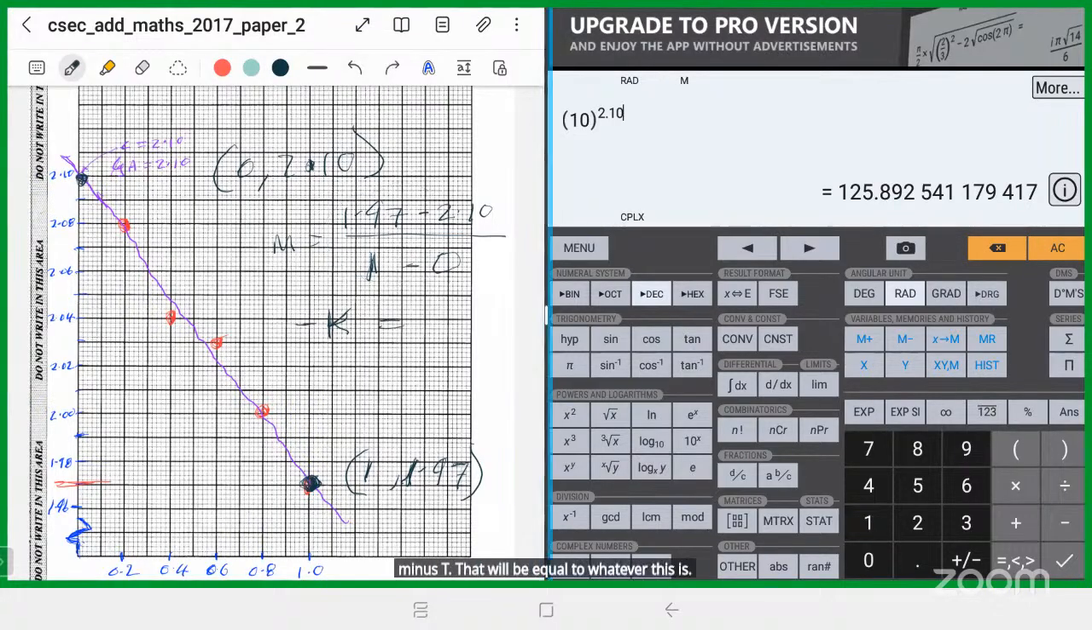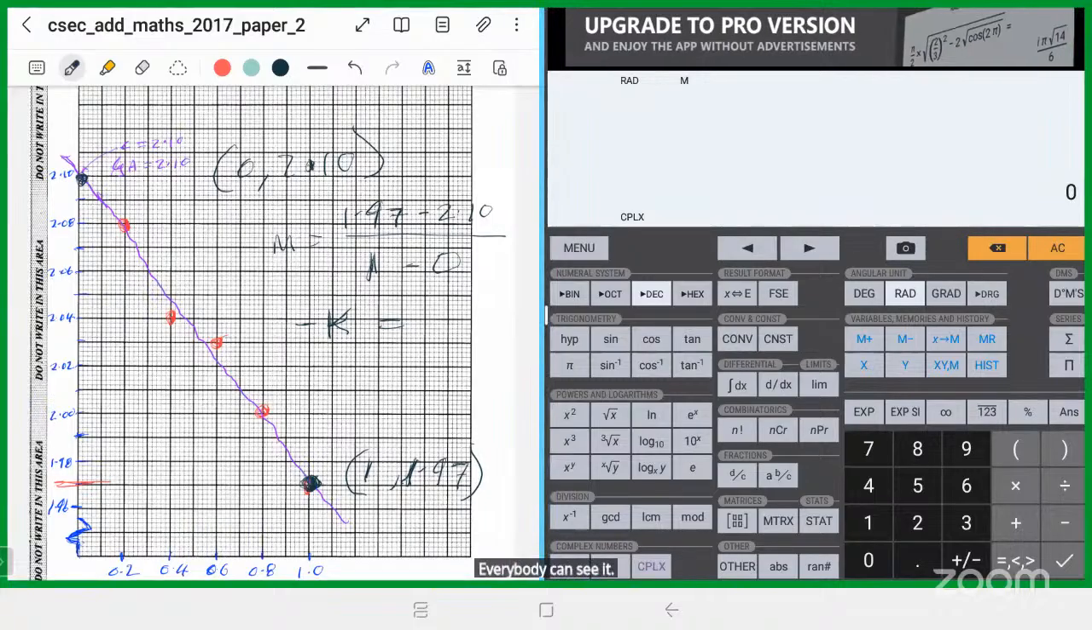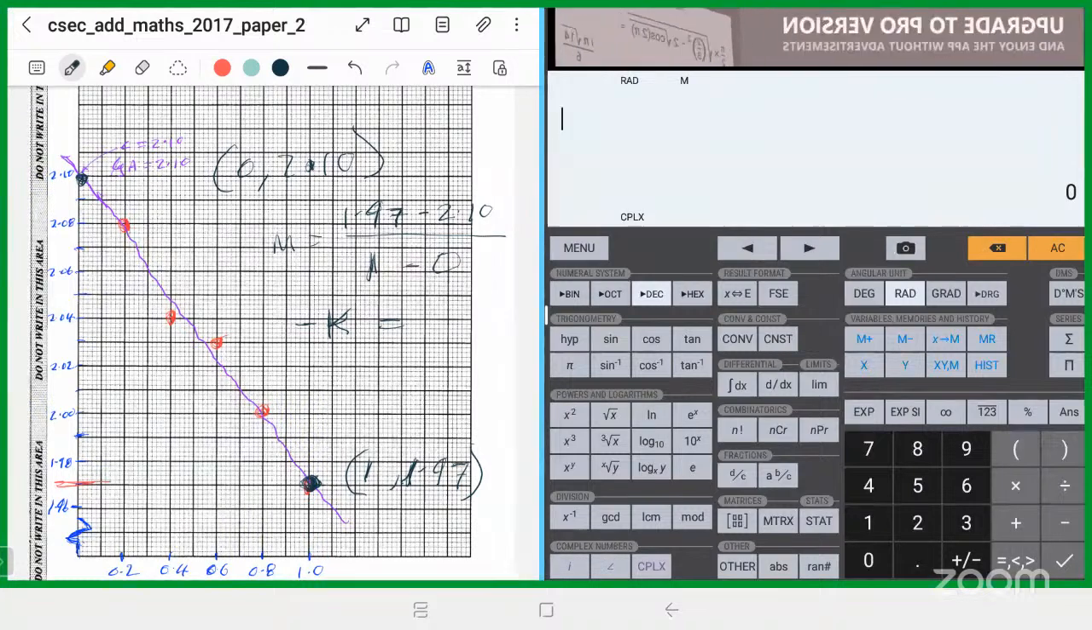Let's put it over here. I'm just doing it on the screen so you can see. So that's minus k. Maybe I should have done it in red. Doesn't matter. Everybody can see it? Everybody can see this that I'm writing out in black? Can see it?